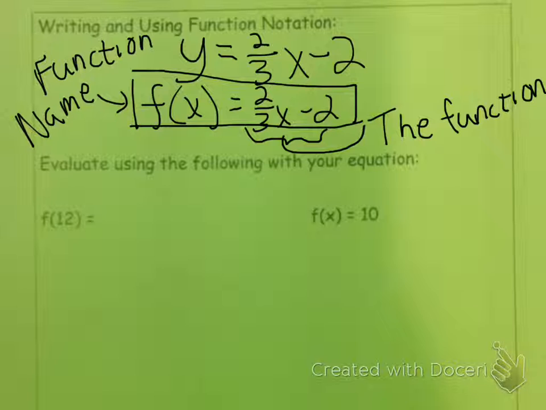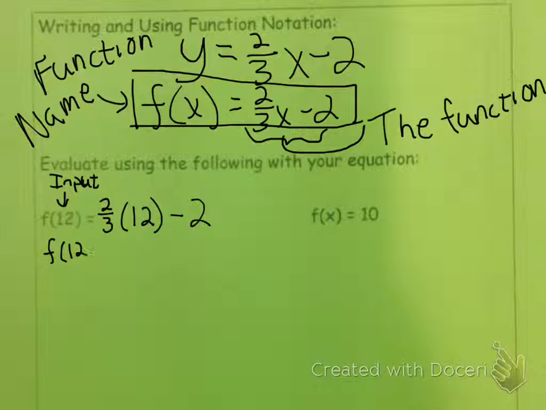All right, we are going to evaluate the following with our equation. So f of 12, let's go ahead and label this. Right here is our input. And we are going to input 12 in for x, so f of 12 equals 2/3, but instead of x, I'm replacing it with 12, minus 2.